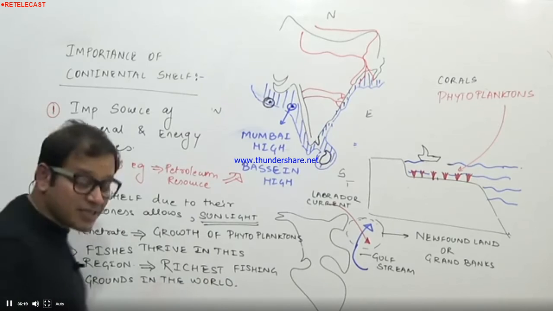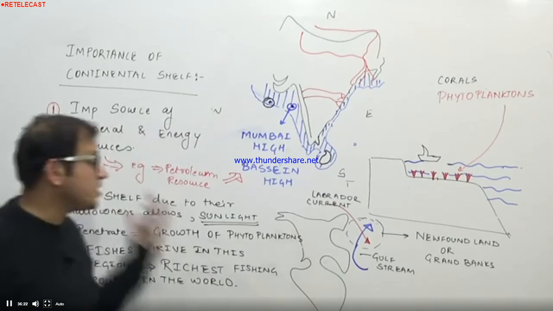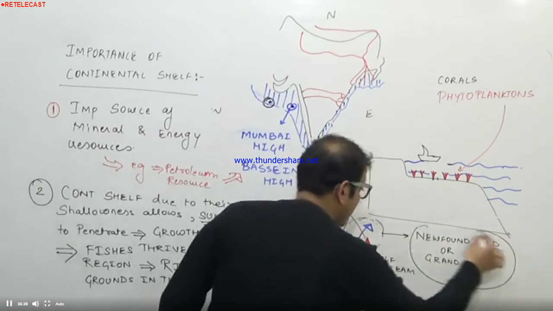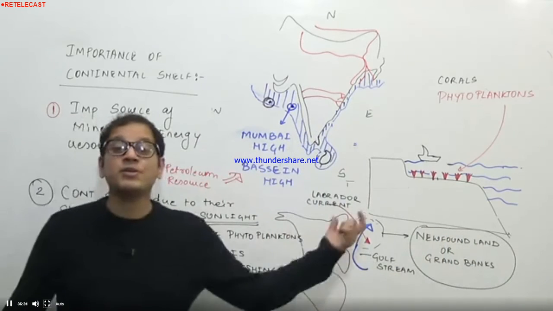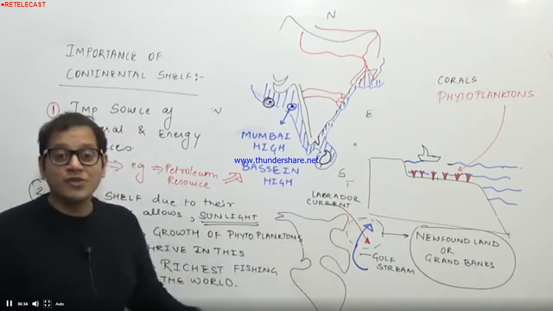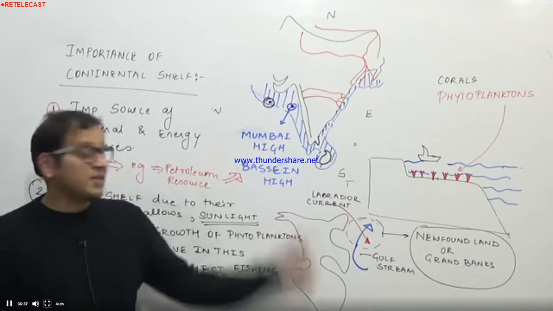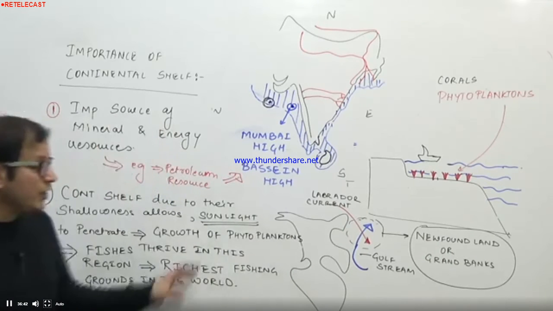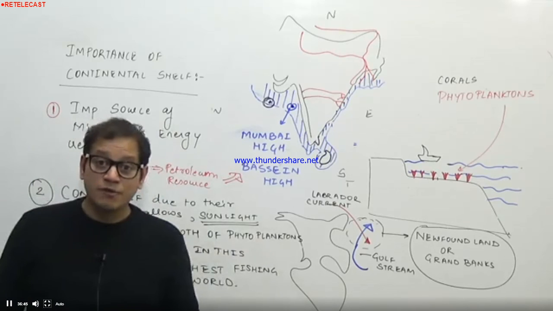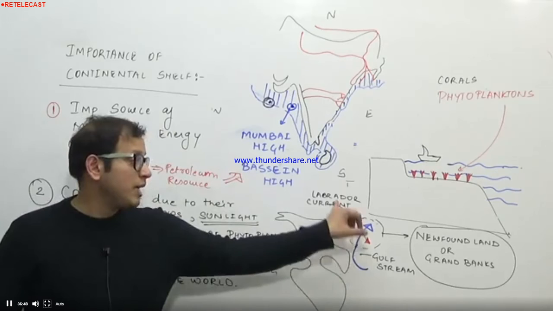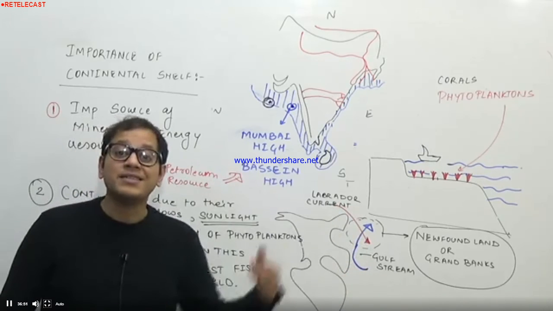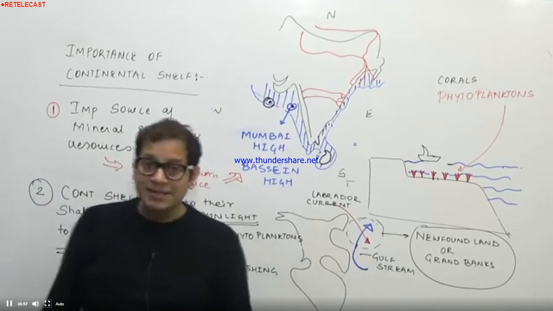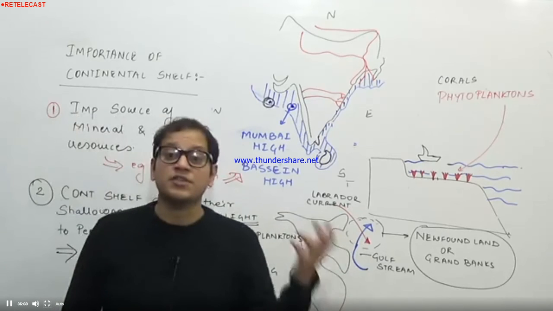Especially these richest fishing grounds in the world are more enriched if the cold and warm current meets. Example is the Newfoundland region or the Grand Banks region on the eastern coast of North America. So the western coast of North America does not have a continental shelf, but the eastern coast of North America has a wide continental shelf, and due to wide continental shelf there is a large growth of phytoplanktons, plus meeting of cold Labrador Current and warm Gulf Stream makes this region nutrient rich, and therefore the phytoplanktons grow in abundance, resulting into the largest or the richest fishing area in the world.